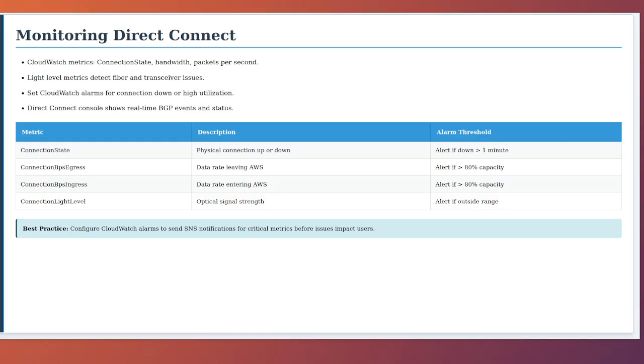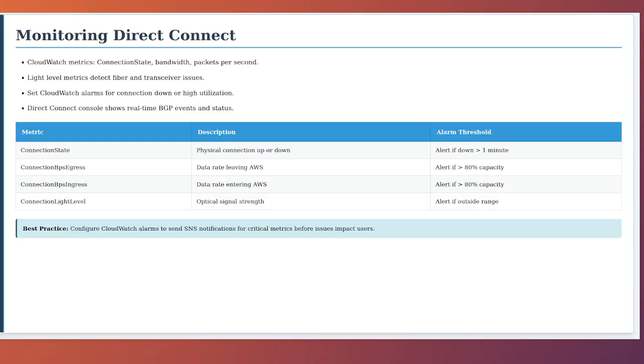The ConnectionPpsEgress and ConnectionPpsIngress metrics show packets per second. This is useful for understanding the nature of your traffic. A high number of packets per second, especially with relatively low bits per second, suggests the presence of many small packets. These can be more challenging for routers to process. Such a scenario might indicate inefficient application behavior or potential security issues, such as a DDoS attack.